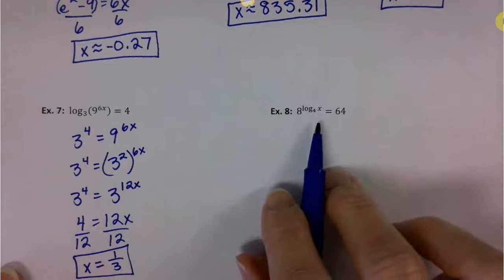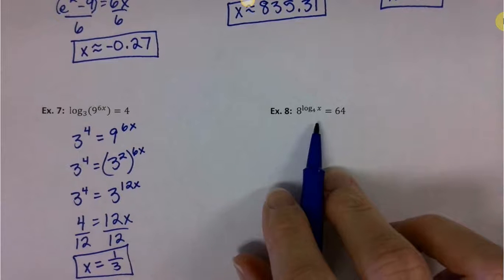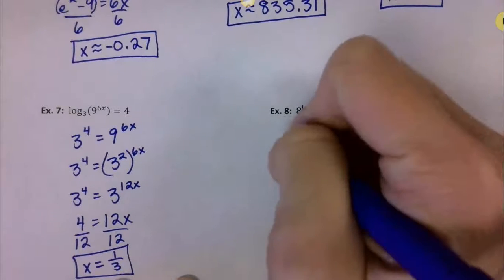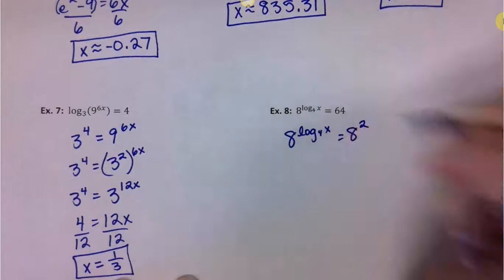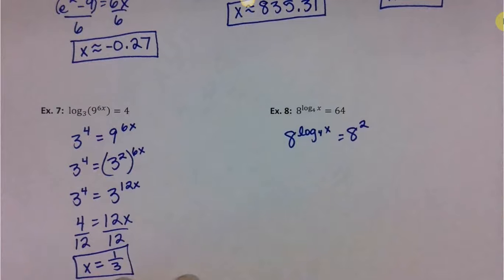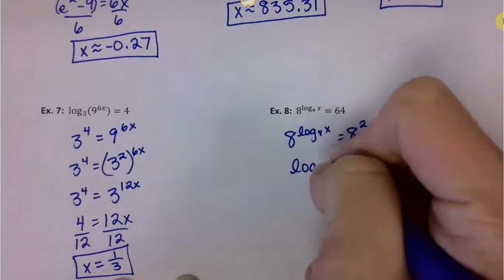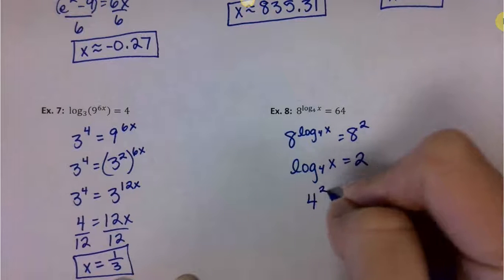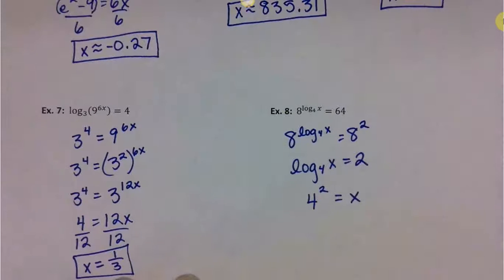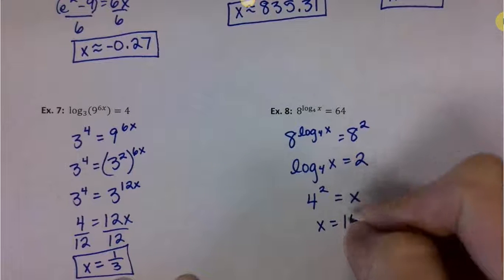Here again we see an exponential equation, so we want to get the same base on both sides. 64 is the same as 8 squared. And now since both sides have an 8 as its base, we can set the two exponents equal to one another. Log base 4 of x is equal to 2. And now we're back to solving a log equation, which means we want to rewrite it in exponential form. So this one would look like 4 squared is equal to x, and then 4 squared is equal to 16.